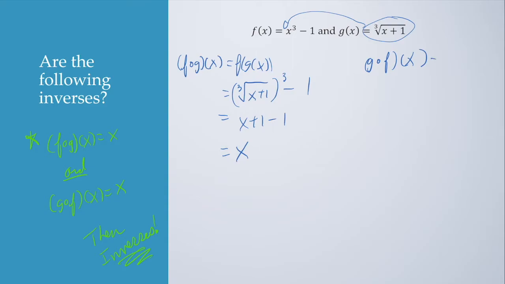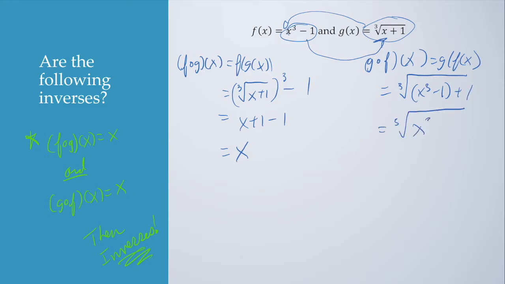So I'm going to take g of f of x. So I'm substituting f of x into g. So this is equal to the cube root of x cubed minus 1 plus 1. Well, that's going to be the cube root of x cubed, which is x. So these functions are inverses.